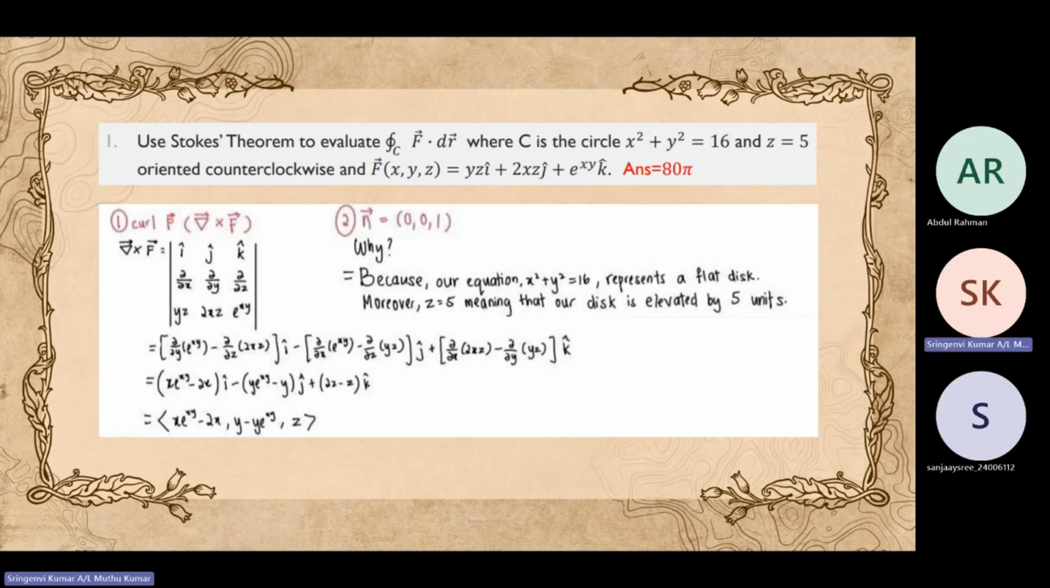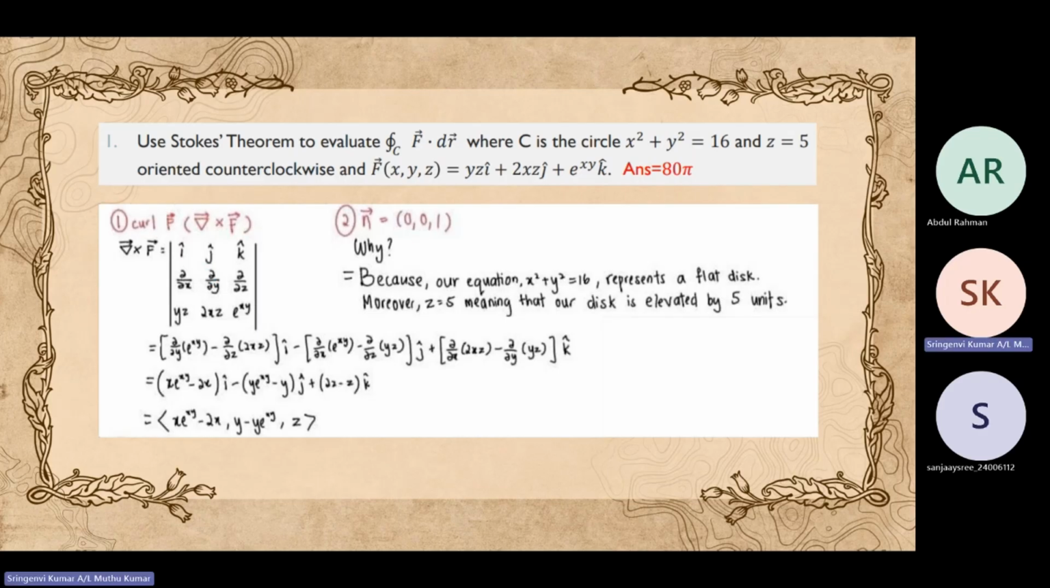Okay, so for question 1, we'll be using Stokes' theorem to evaluate the integral of F dot dr, where C is the circle x squared plus y squared equals 16, and z equals 5, oriented counterclockwise, and F(x,y,z) is equal to yz i plus 2xz j plus e raised to xy k. First we begin the problem. Our curve is the circle of radius 4 in the plane z equals 5.